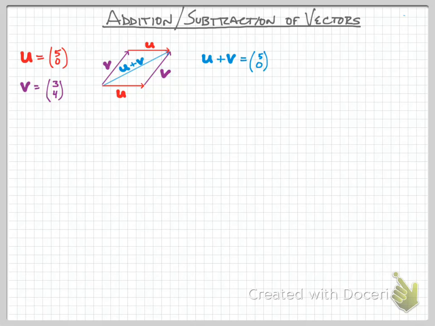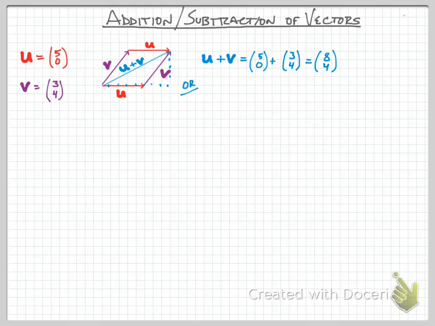So if we take u plus v, we're going to have 5, 0 plus 3, 4. So we add those together and we get a result of 8, 4. And we count over across the x. We see that we're moving 8 in the positive. We count up. We got 4 in the positive. So that does indeed match.